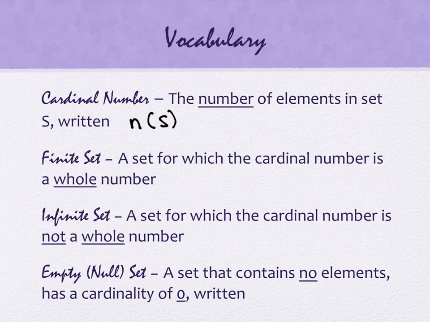And then the last one is the empty or the null set. The empty or null set is a set that contains no elements, and it has a cardinality of 0. For example, the people in my office right now. Well, there's no one in my office right now, I assume, unless somebody broke in. Let's hope not. That's a null set, because if you were to try to count the number of people there, you'd get the number 0.